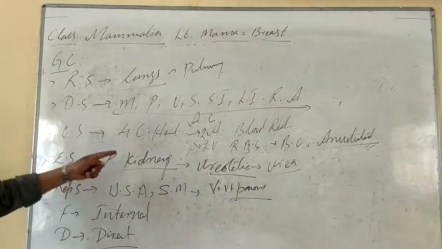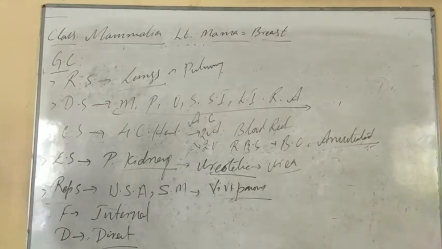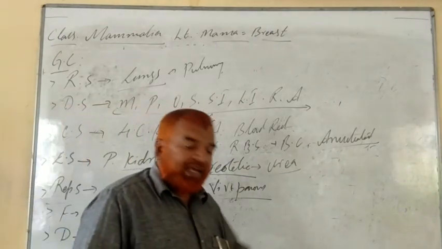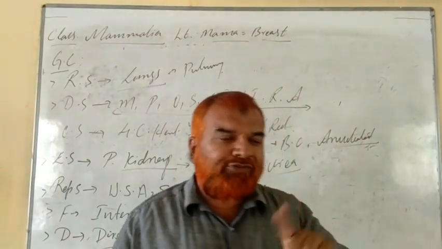About the nervous system, I already discussed in the general points. They have brain, spinal cord, cranial nerves, spinal nerves. Clear? Examples: this class Mammalia has 14 orders. How many orders? 14 orders.